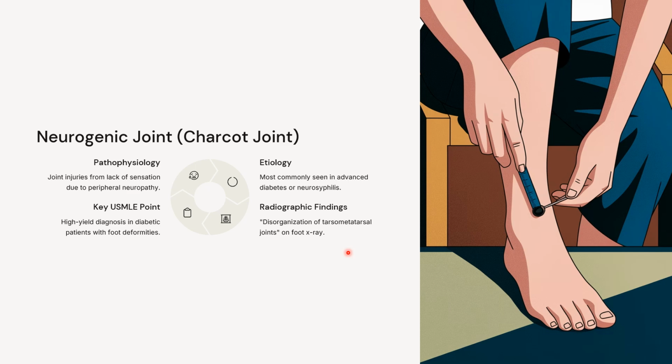So in a patient with a neurogenic or a Charcot joint, they will be having disorganization of the tarso-metatarsal joints on the foot X-ray. This is a high-yield diagnosis in diabetic patients with foot abnormality.